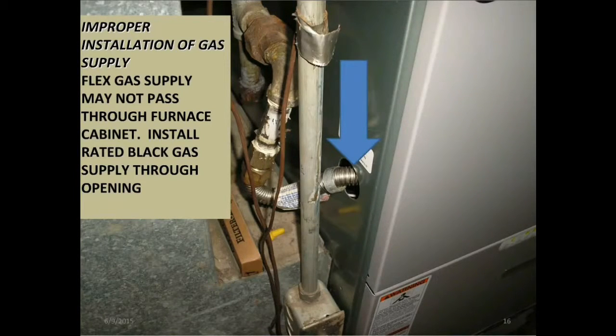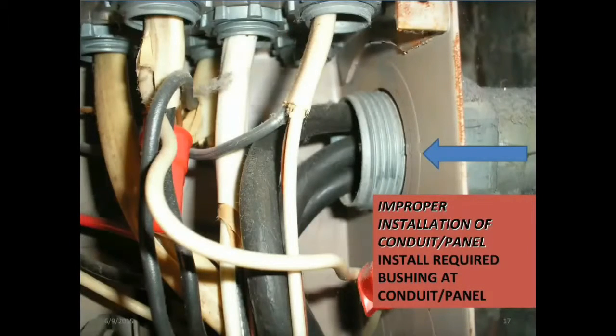This photo shows an improper installation of gas supply. Flex gas supply may not pass through furnace cabinet. Install rated black gas supply through opening. Refer to the 2009 International Property Maintenance Code, Section G2422.411, appliance connections.